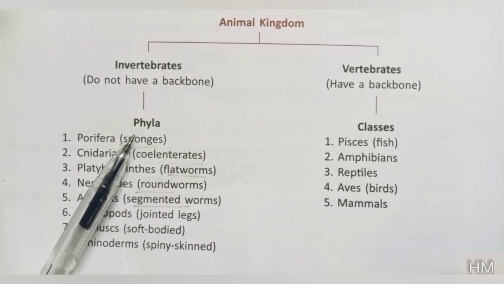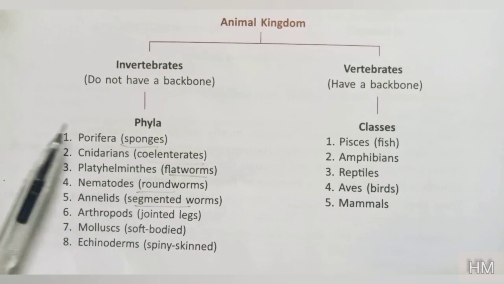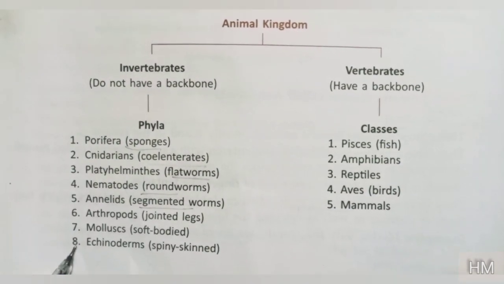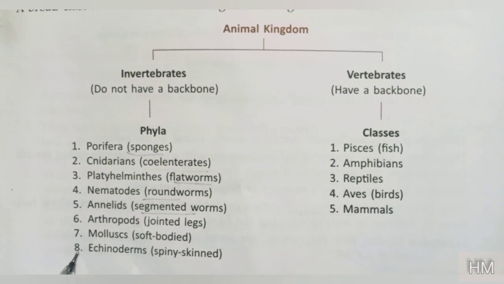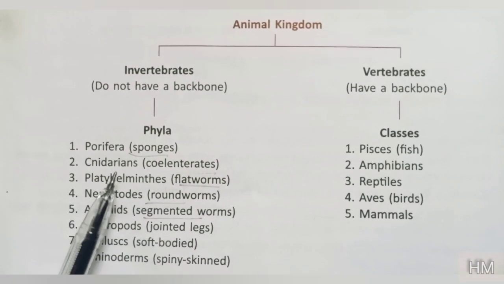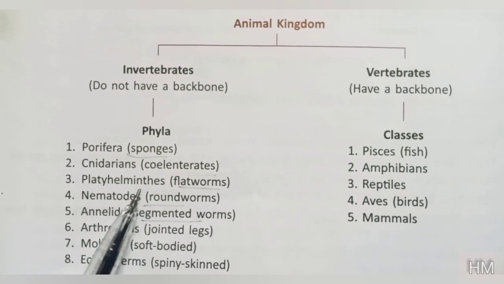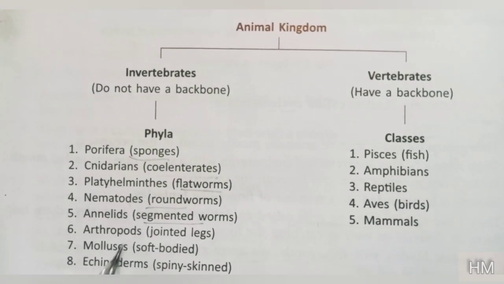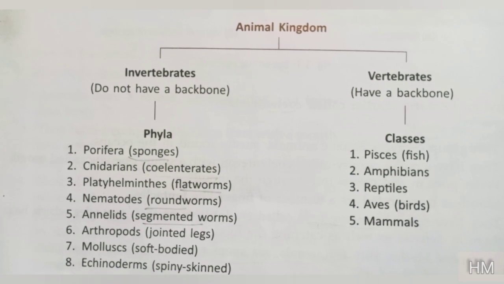Invertebrates are further divided into phyla. Now there are 8 phyla which we'll be learning in detail about each one. So we have Porifera, Cnidarians, Platyhelminthes, nematodes, annelids, arthropods, molluscs, echinoderms.